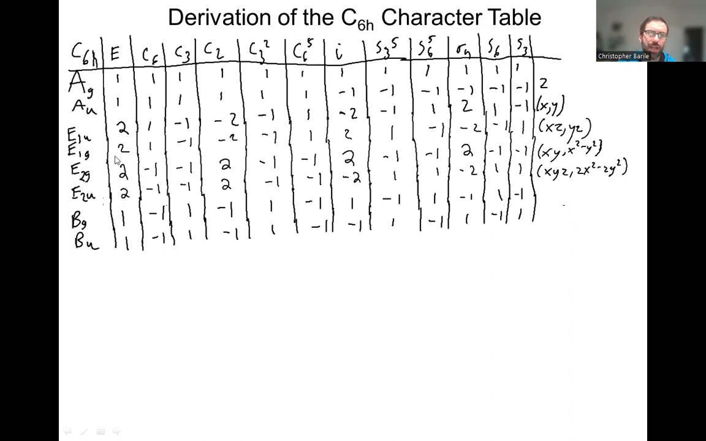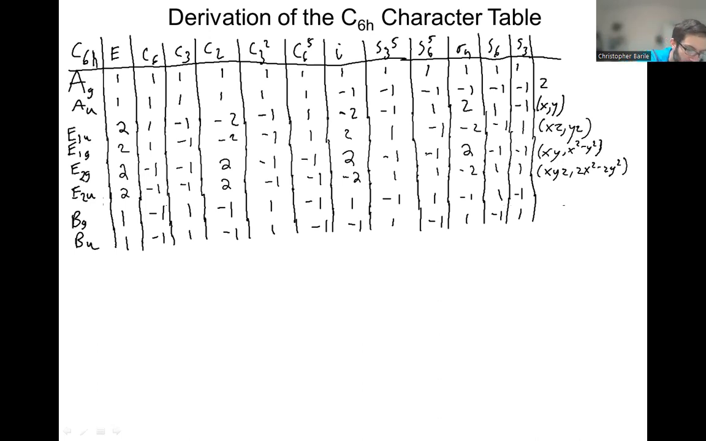However, we know that one of the character table rules, the first character table rule, is that the sum of the square of the dimensionalities has to be equal to 12, the order of the point group. And if we do 1 squared plus 1 squared plus 2 squared plus 2 squared plus 2 squared plus 2 squared plus 1 squared plus 1 squared, that doesn't equal 12. Furthermore, the total number of irreducible representations in any character table has to be equal to the number of classes. And we only have 8 rows here, 8 irreducible representations, but we have 12 classes.